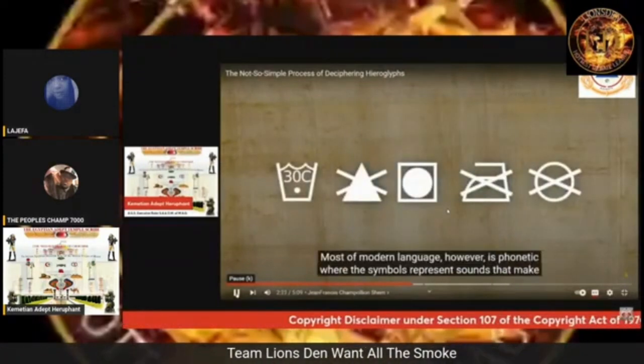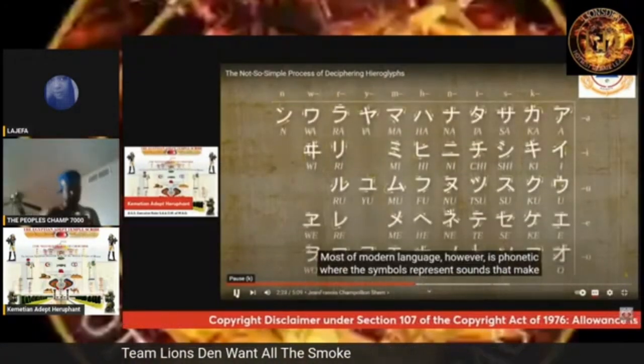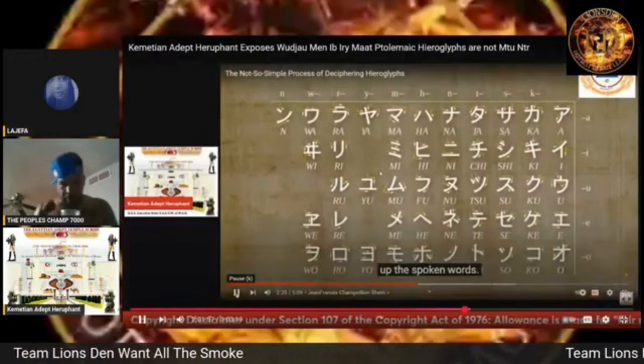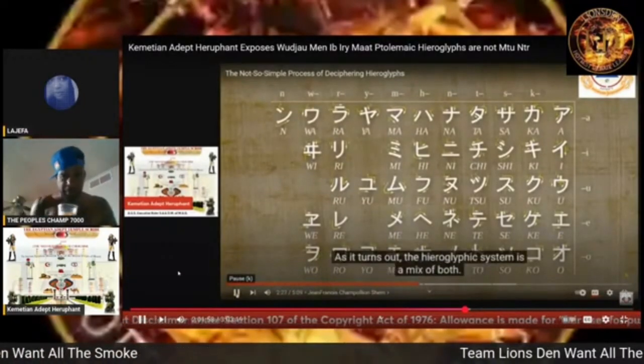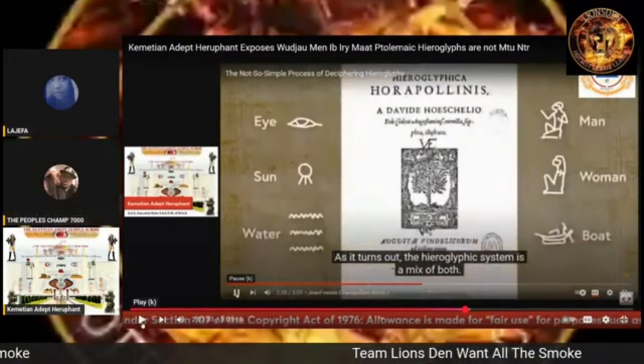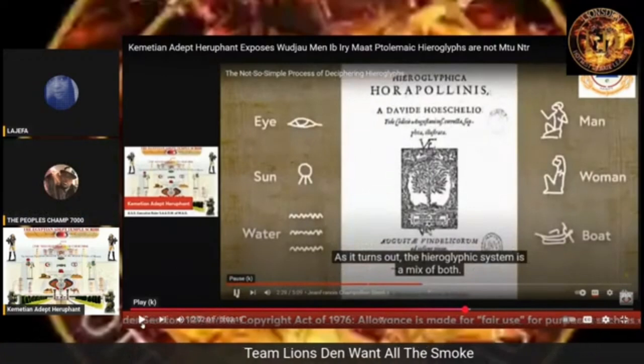Most modern language, however, is based on the sounds that make up the spoken words. As it turns out, the hieroglyphic system is a mix of both.